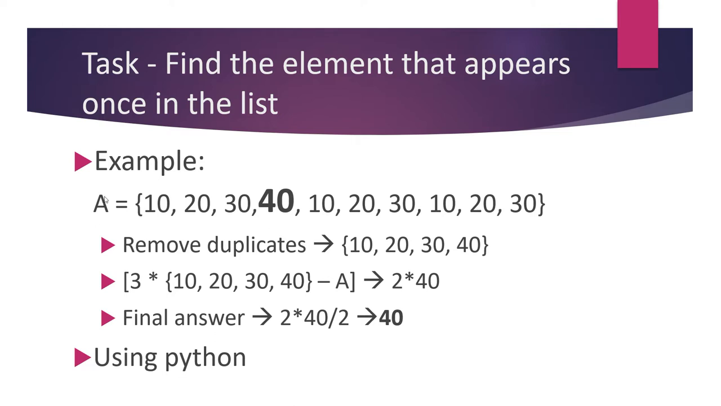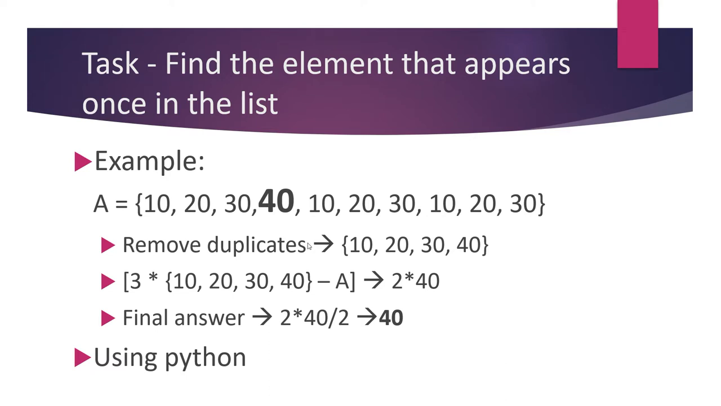So we have a list A here. It has several elements 10, 20, 30 and 40. The 40 appears only once. All 10, 20, 30 appear 3 times in the list. So we need to get this 40 using an algorithm. Let's see how we can take that one.